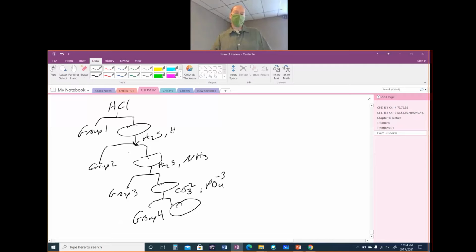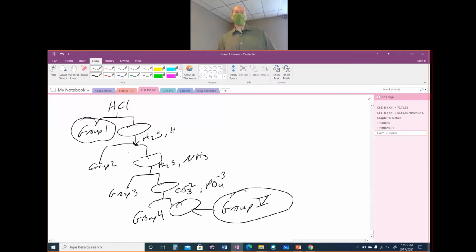And then this is group 5. Group 5 are metals that are always soluble. That's your sodium, all salts of sodium soluble, all salts of potassium are soluble, all ammonium, but that's not a metal, soluble. All right, so that is how you will do that. You just need to know your flow chart. You do not need to know where they fit in, except for group 1 and group 5. You have to know the members of group 1: silver, mercury, lead.